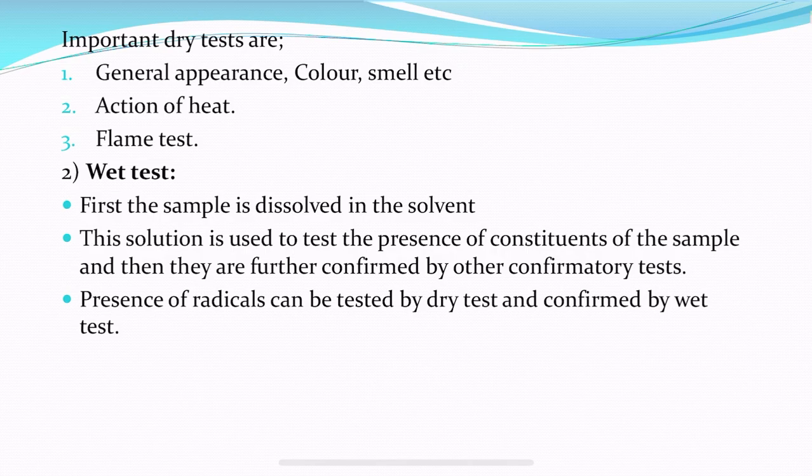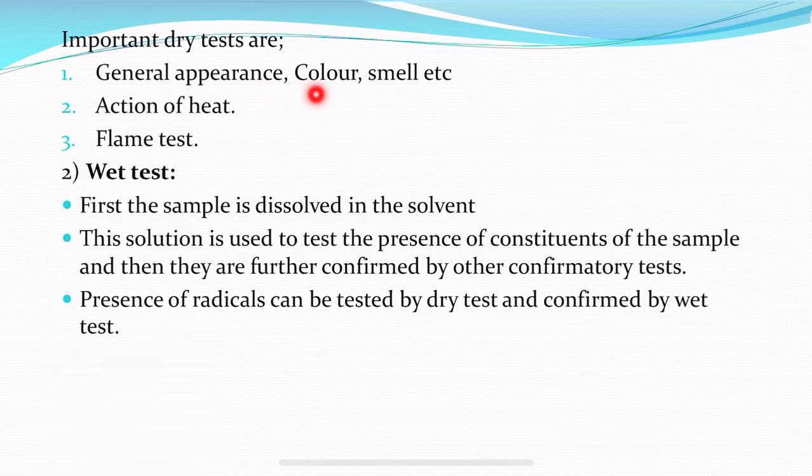Some of the important dry tests we are going to do: the first one is general appearance. By doing the general appearance test, we can get a clue whether it is an organic compound or an inorganic compound. How? Usually organic compounds are amorphous and inorganic compounds are crystalline in nature. So if it is amorphous, we can conclude that maybe the sample given for the test is an organic compound. If it is crystalline, then I can say that maybe the given sample is inorganic. Likewise, by doing a general appearance test, I can get some clues or hints.